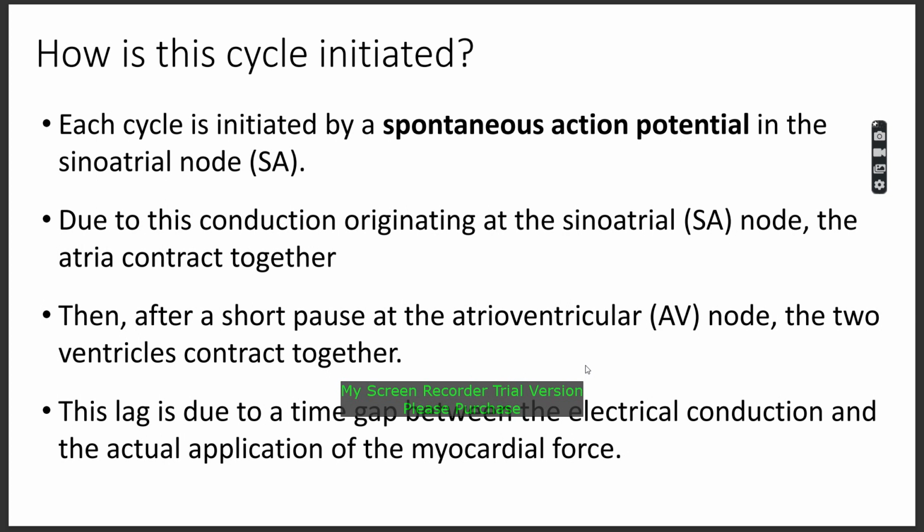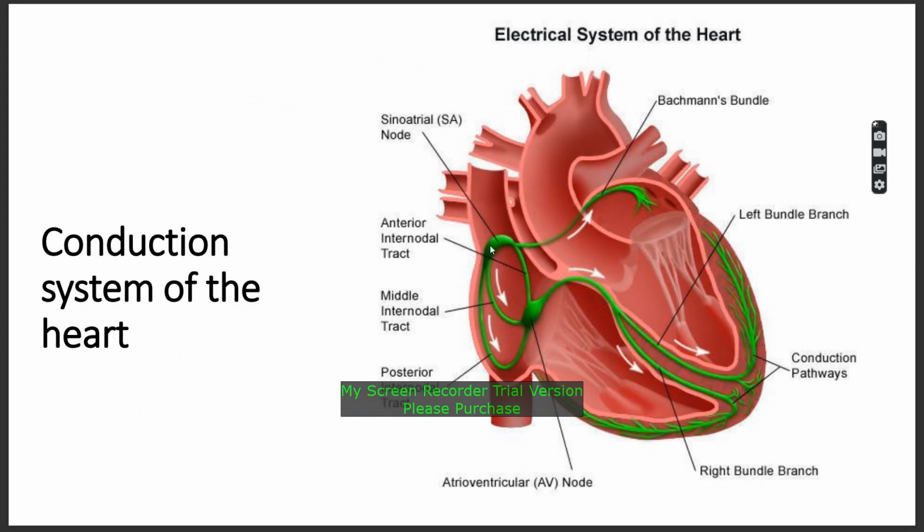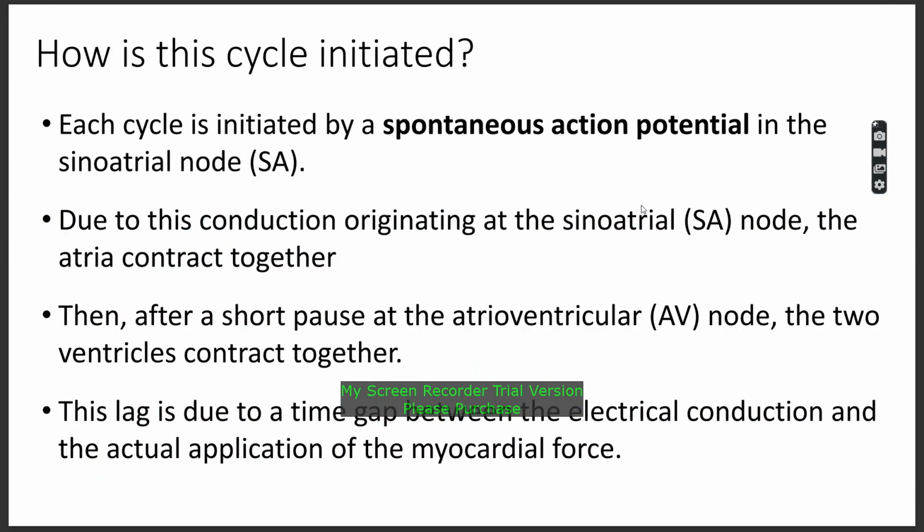So as you can see, first of all, this SA node, known as a pacemaker, initiates the cycle by spontaneous action potential, right? So it happens spontaneously. Then the atria contract together. You can see that from this SA node, the electrical impulse is transmitted to the left atrium too by Bachmann's bundle. So the SA node spontaneously depolarizes, then that is transmitted through Bachmann's bundle. Then both the left and right atria contract together, right?